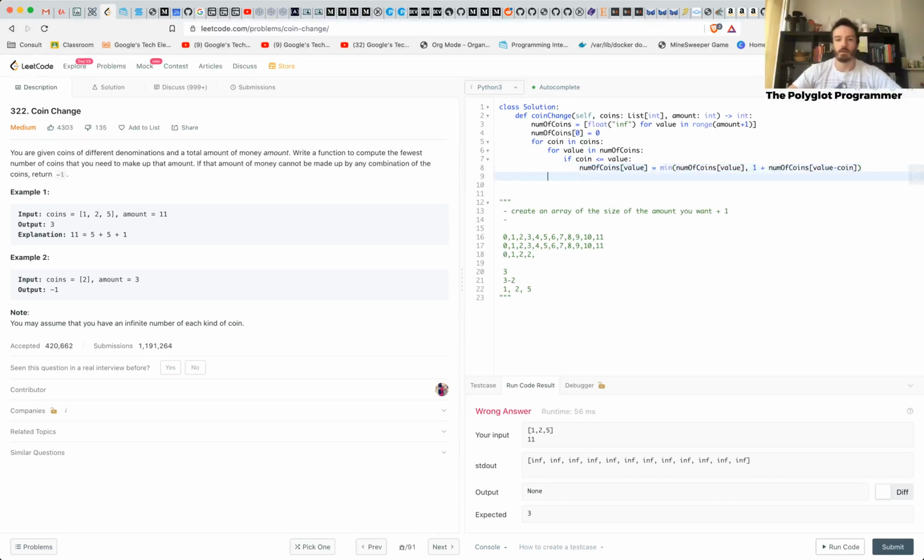And then in here, we just return number of coins of the amount that we're looking for, if number of coins amount is not float inf, else minus 1.